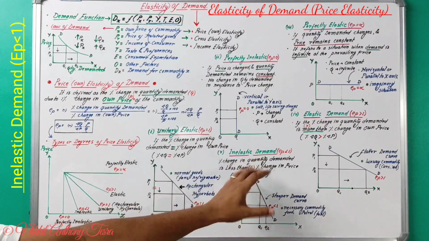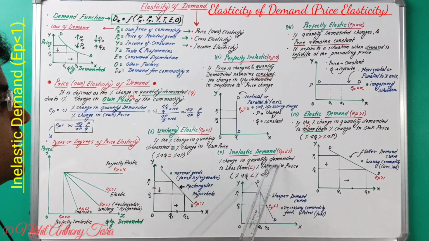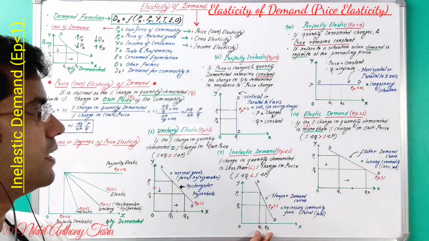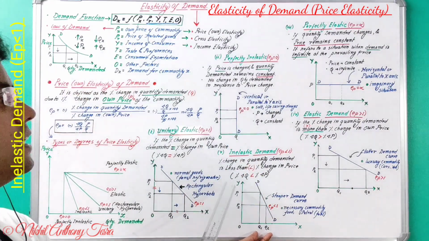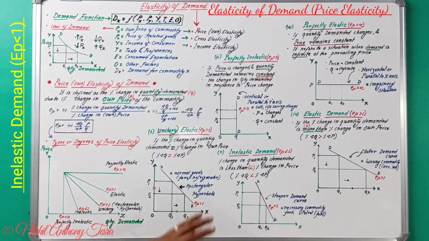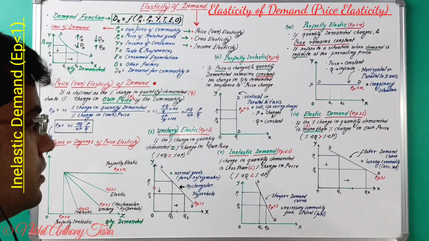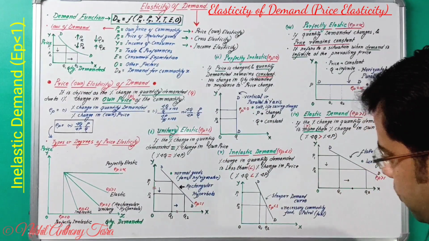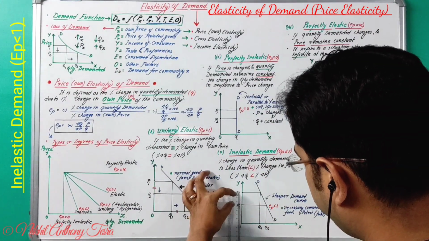In this particular case, what is happening? The percentage change in quantity demanded is less than the percentage change in price. So let me focus on Q2, the game changer. Now the percentage change in price over here is 3.